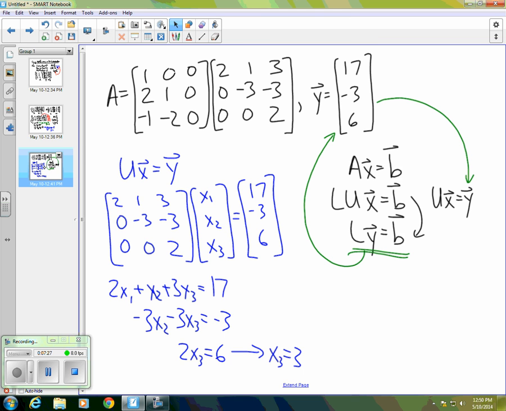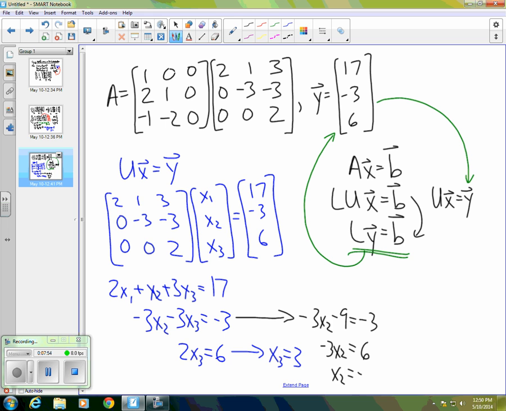Now we can put that into the equation above it. When I substitute in 3 for x3, I have -3x2 minus 9 equals -3. We add 9 to both sides and get -3x2 equals 6. So x2 is -2. Now we have values for x2 and x3, so we have 2x1 plus x2, which is -2, plus 3x3, and x3 is 3, so plus 9, equals 17. The -2 and the 9 give us 7. We subtract 7 from both sides, and we have 2x1 equals 10, and x1 equals 5.